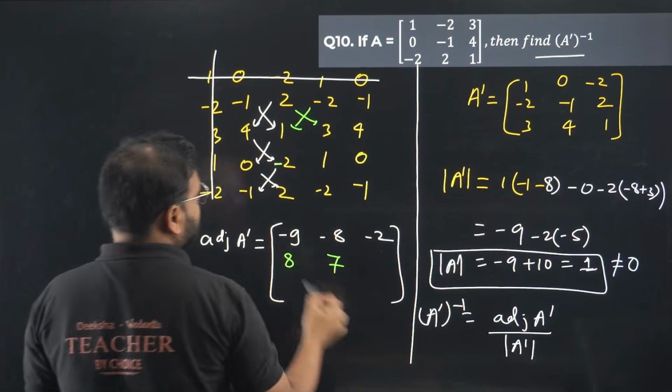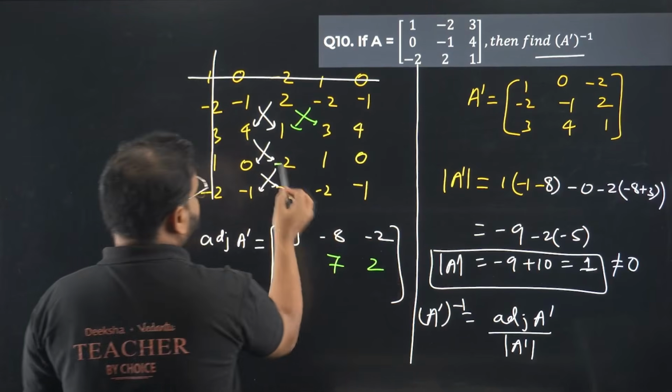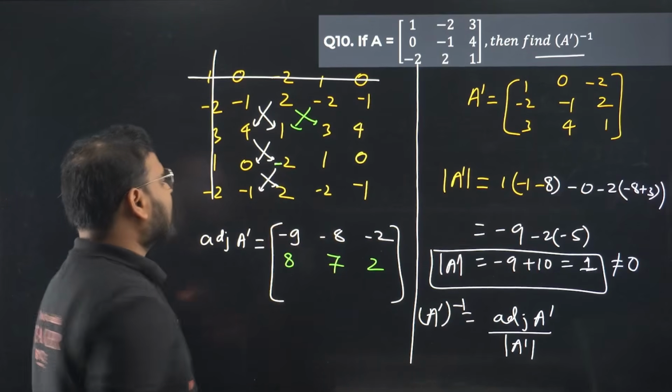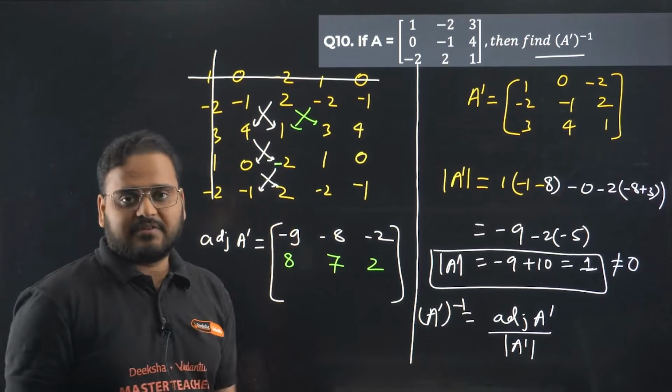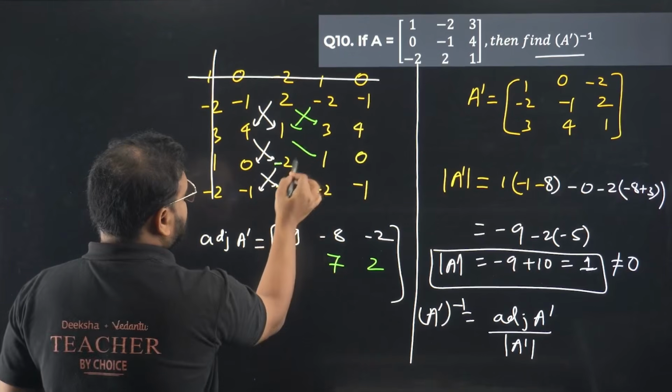4 and minus 2 becomes simply 2. Please check. 2 into 2 is 4. This minus sign gets out. 2 into 1 is 2. Difference is 2. Again, this is done.